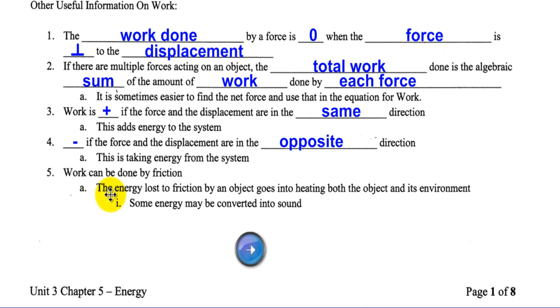So work can be done by friction. The energy lost to friction by an object goes into heating both the object and its environment. Some energy may be converted into sound. So basically, if you remember from last year, it's that dissipated energy. It's leaving the system and going into the surroundings and possibly the object in the form of heat.